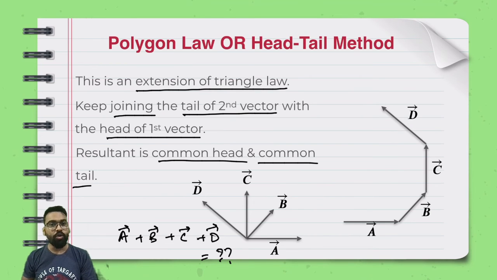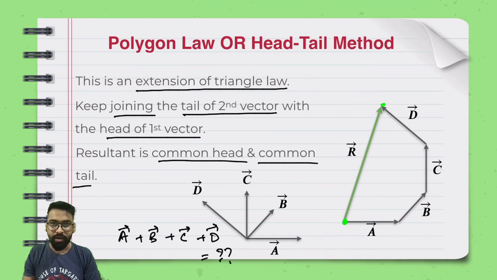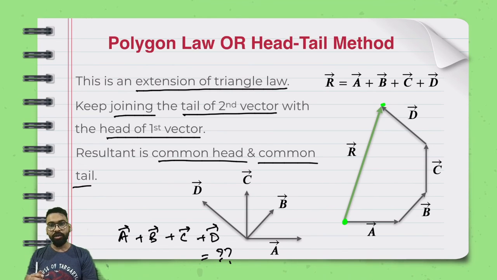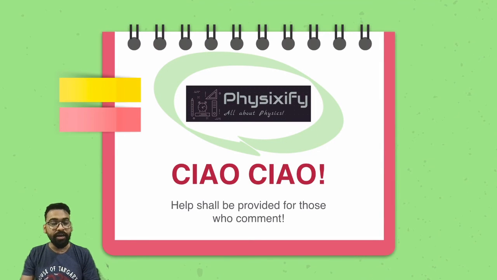Now once we have drawn all this, all we need to see is that this is our common tail, this is our common head. If I join these two points, I will get my resultant vector R. I can say this R vector is A plus B plus C plus D. So this actually reinforces your triangle law concept, and I hope that you were able to understand this polygon law as well. More questions to be seen in the upcoming sessions.